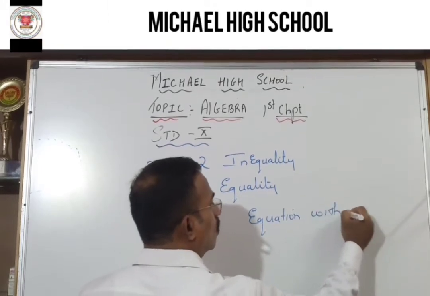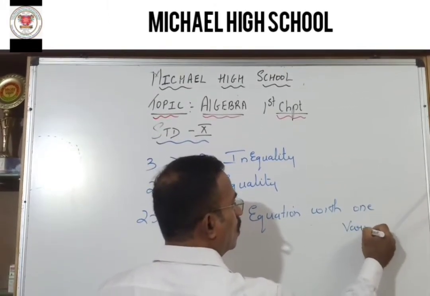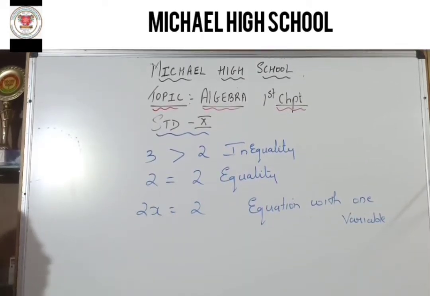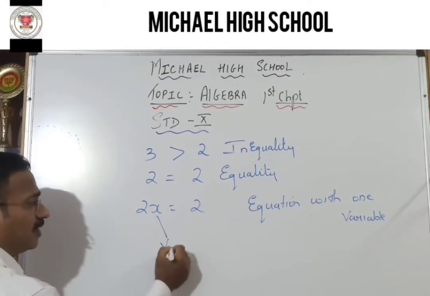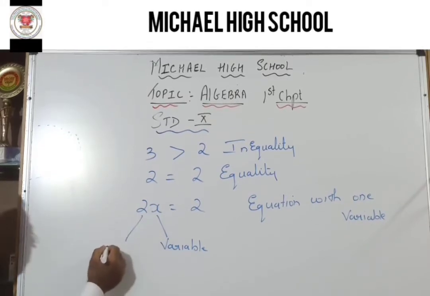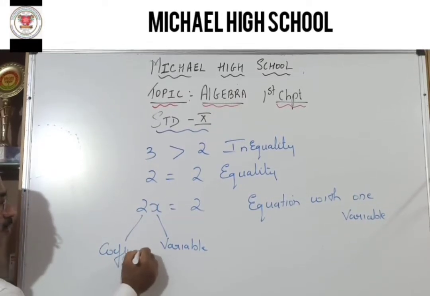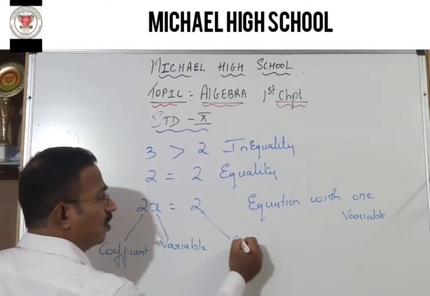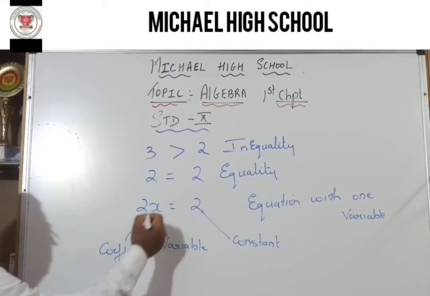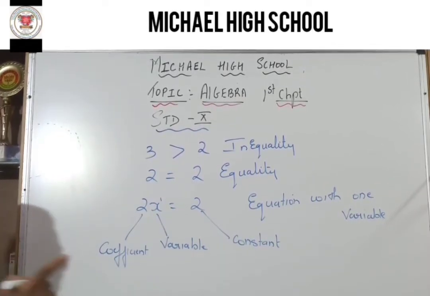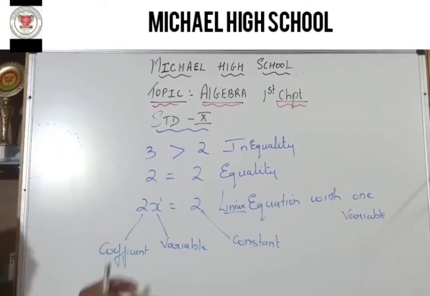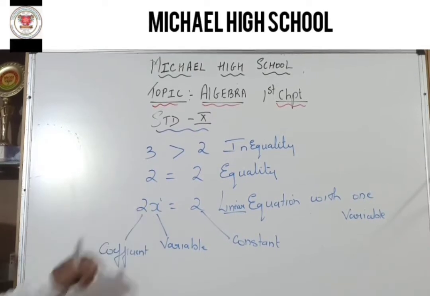When I put an alphabet in the equality, it becomes an equation with one variable. This alphabet is called a variable. A number with the alphabet is called a coefficient. The single number is called a constant. Now what is the degree of the variable? The degree of the variable when nothing is given is 1. Then it is called a linear equation. What is it called? Linear equation with one variable, because there is one alphabet.